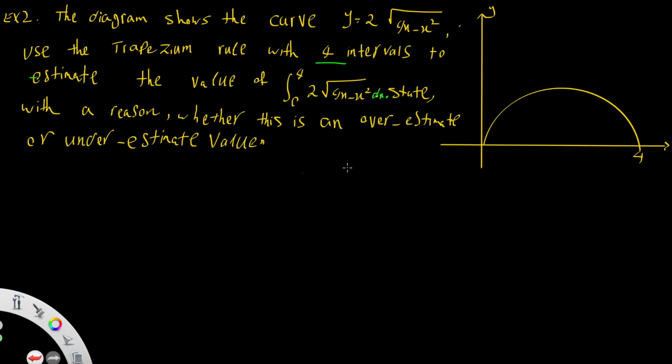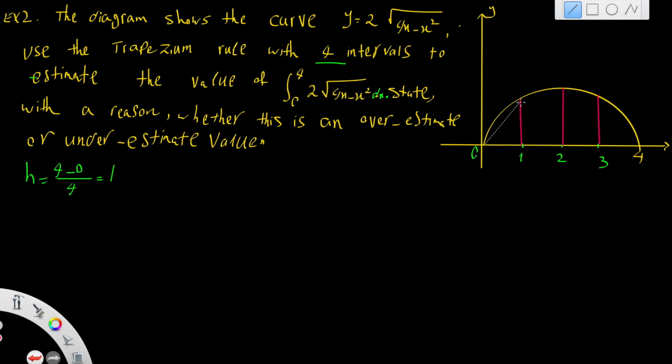Now, h, which is the length of each step, will be the upper bound, which is 4, minus the lower bound, divided by 4 intervals, which is 4, so it is 1. It means that you should move 1 by 1. So after 0, 1 step, 1, 1 more, 2, 1 more, 3. Now, let's form our trapeziums. Now, another trapezium here. Now here.